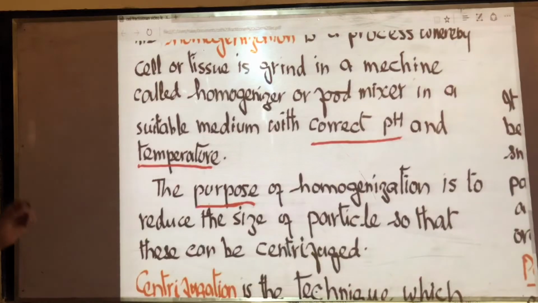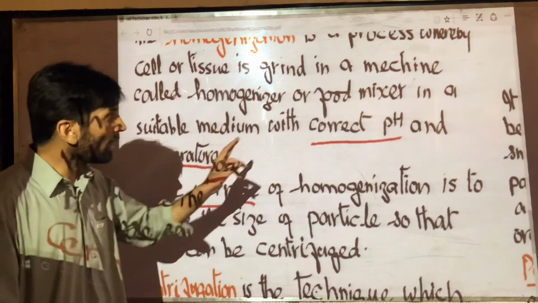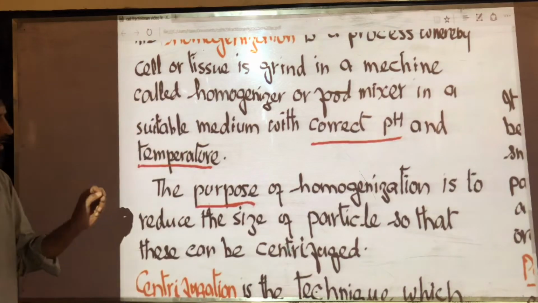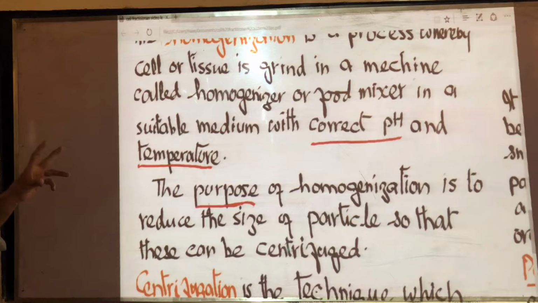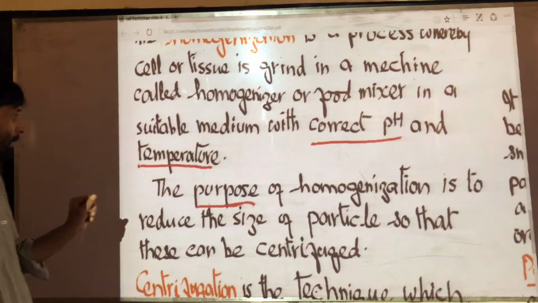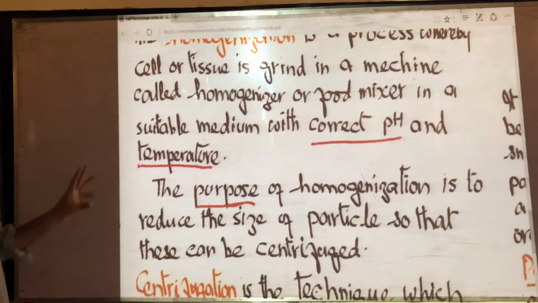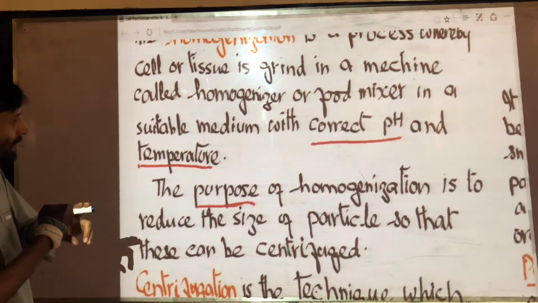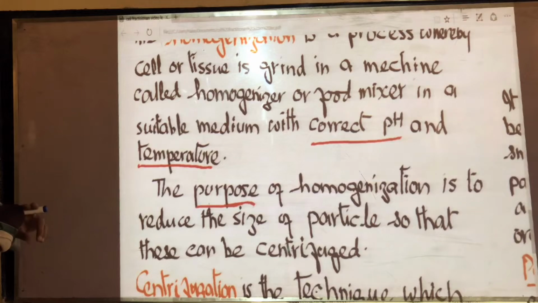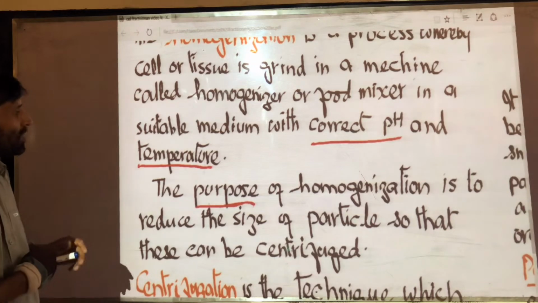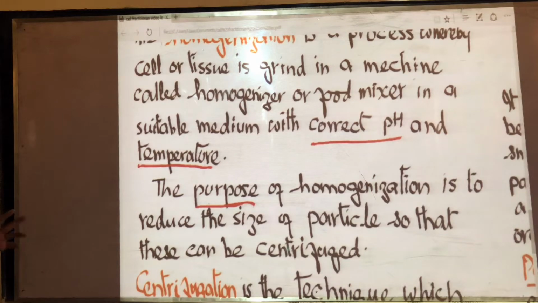So for homogenization process, two things are important. The first is the correct pH. So it means that we have to keep the cell tissues in a buffer solution, while temperature is also important, because high temperature can denature the enzyme activity and low temperature can stop the enzyme activity. Therefore, we want to stop the enzyme activity in this case. Therefore, low temperature for homogenization process is required.